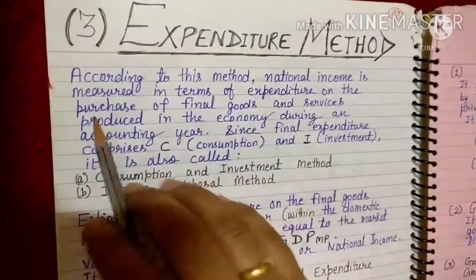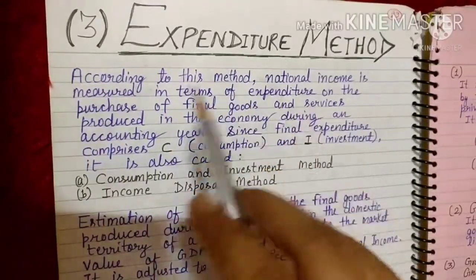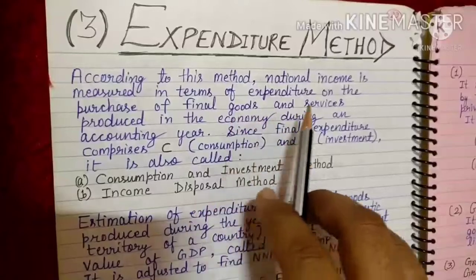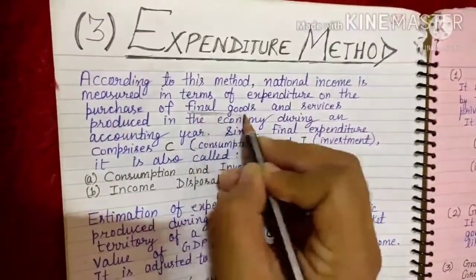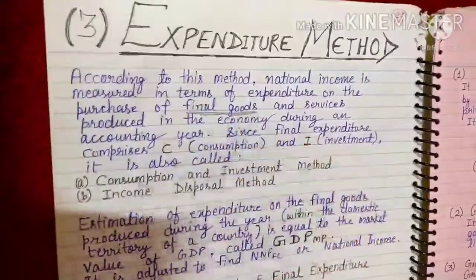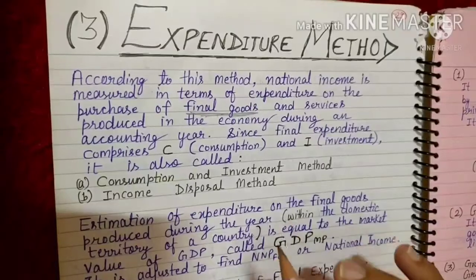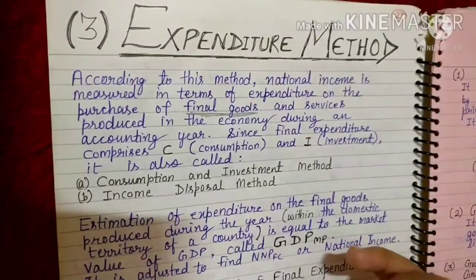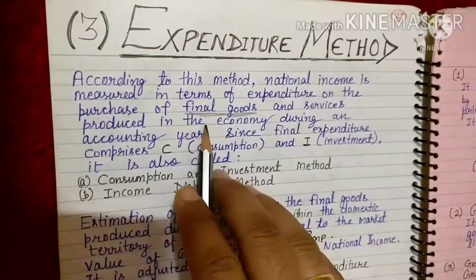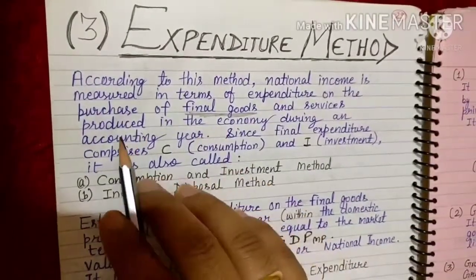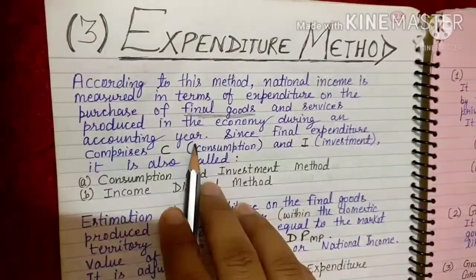So under this we are going to find out the expenditure in terms of what? Purchase of final goods and services. Again I am putting emphasis on final goods. Now what are final goods? The goods which are ready to use, which means that no further production remains on them. That is called final goods, which are ready to use, produced in the economy during an accounting year, or you can say a financial year.